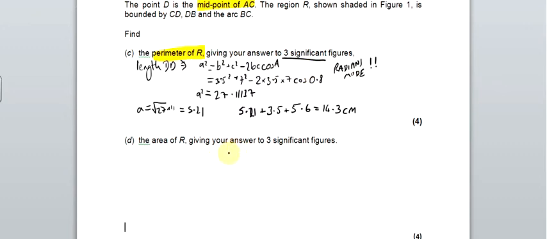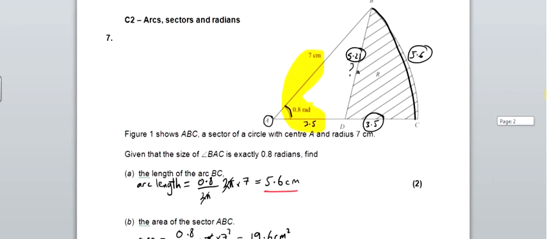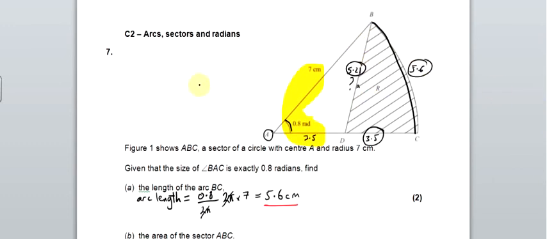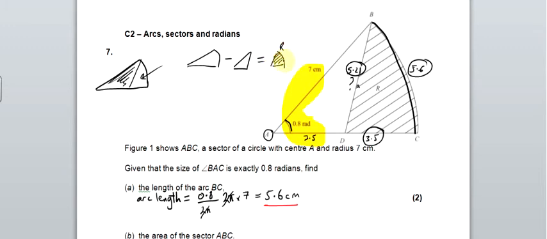Okay, now for the area. So the area of R, it's a weird shape. The basic principle here is very straightforward. We've got the area of the sector, and if you take away the area of the triangle, what's left is that area there. So we are going to do the area of the sector minus the area of the triangle, and that's going to leave us the funny little leftover bit that's R. Now we know the area of the sector, we just have to work out the area of the triangle.